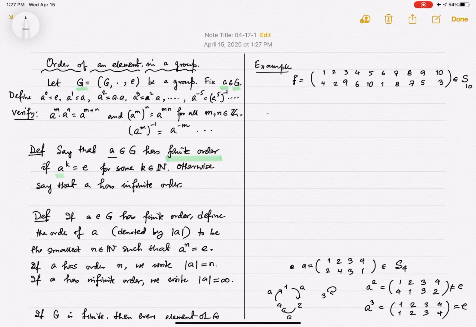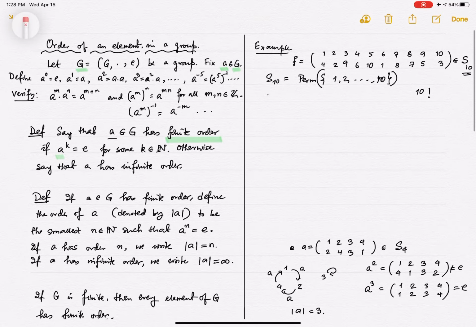S10, permutations of 10 letters. Remember, this is all permutations. This is an important group. Sn, this is permutations of 1 to n, 10. These are all one-to-one and onto functions from 1, 2, 3, 4 up to 10 to 1, 2, 3, 4 up to 10. How many such functions are there? Well, there are 10 factorial, 1 times 2 times 3 times 4 times up to 10, that many functions. It's a fairly big group, but it's a finite group. So every element there is going to have finite order.